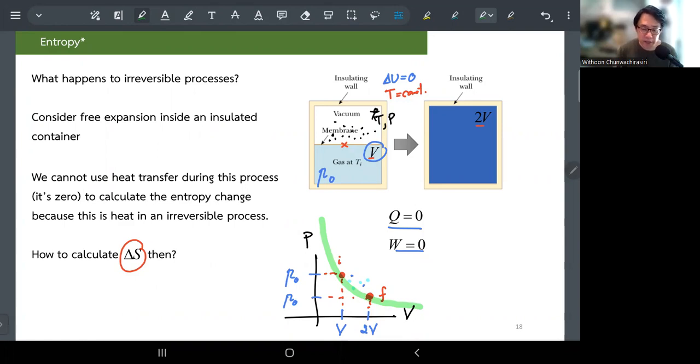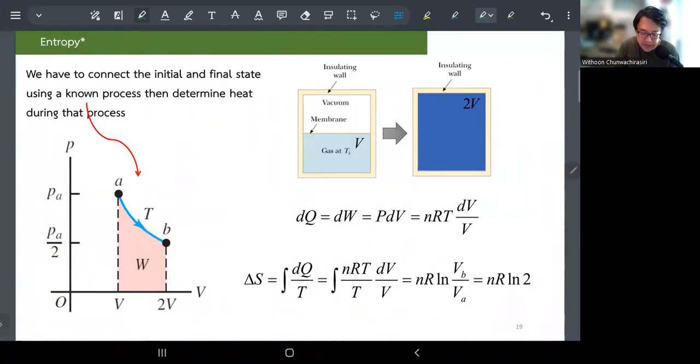How are you going to do this? Because this process cannot be put on a PV diagram. But the good thing about the entropy that we were talking about was its path independence. So it's independence of path. So the answer is it does not matter. All you need to do is just connect the initial and the final states with any curve that you want.